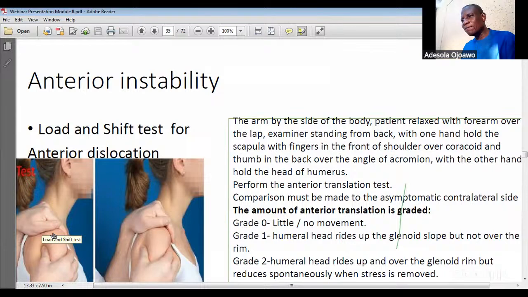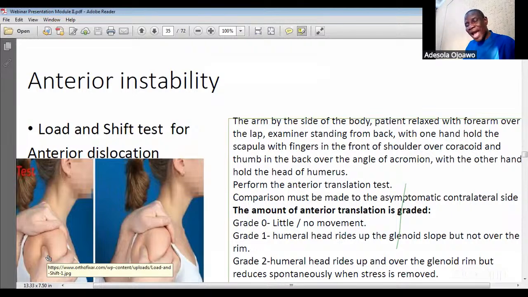So you press the shoulder right down. Then the other hand is used to move the head of humerus. You hold it and you move it forward. You shift it. So the left hand is used as the loading hand, then the shifting hand. You expect a kind of movement of that humerus, but if it is too much, you give a grading.